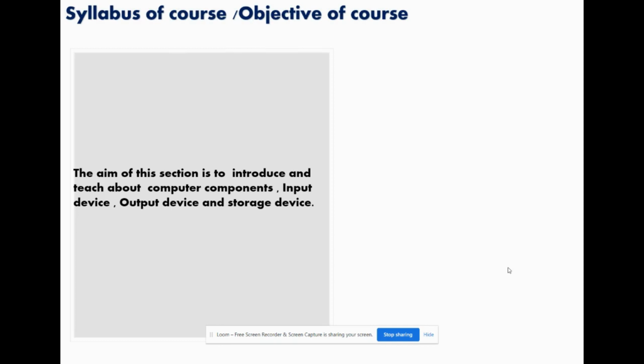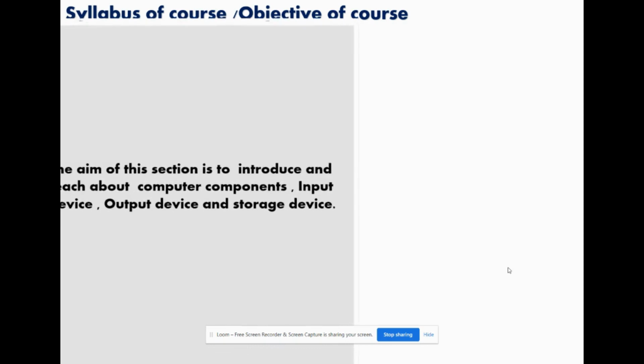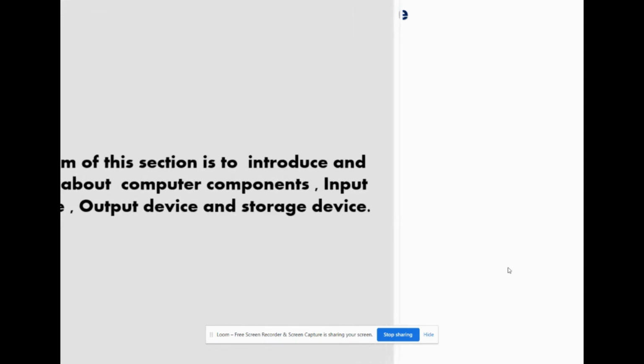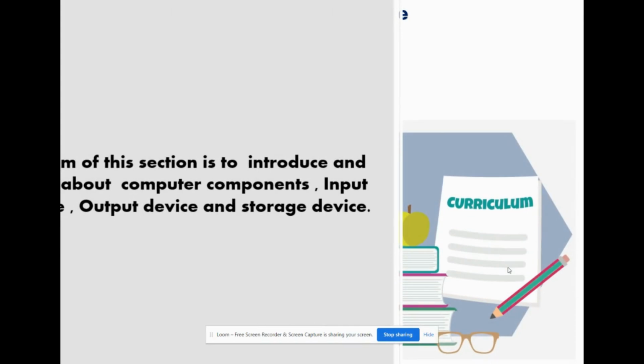The syllabus of the course and the objective of the course. The aim of this section is to introduce and teach about computer components. Those are input device, output device, and storage device. You can get this point from the board about what you are going to learn through the upcoming lesson. This curriculum is based on identifying each input and output device and differentiating each device.